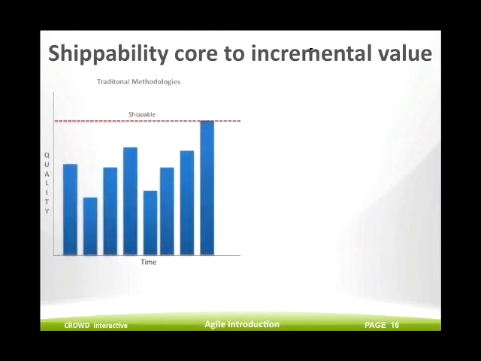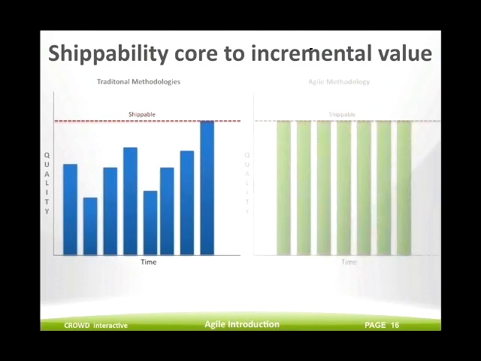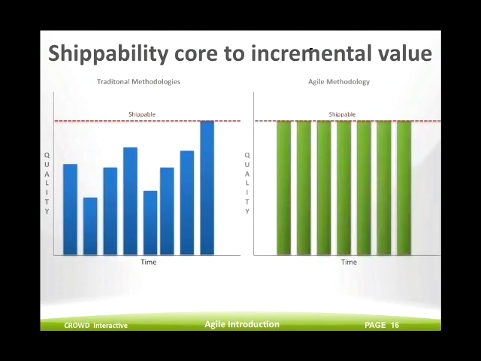So if you look at a normal Agile methodology project, here on the y-axis we have quality, and on the x-axis we have time, and the shippability line is the amount of quality it takes for the product to be shippable. In a regular project, in a waterfall project, the code is not shippable until the very end, until deployment, right? But in an Agile project, the code has to be shippable all the time.